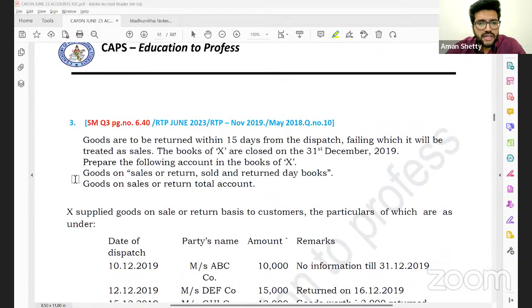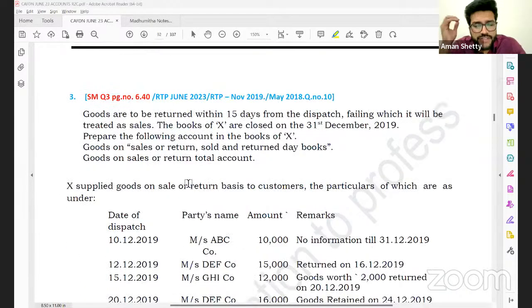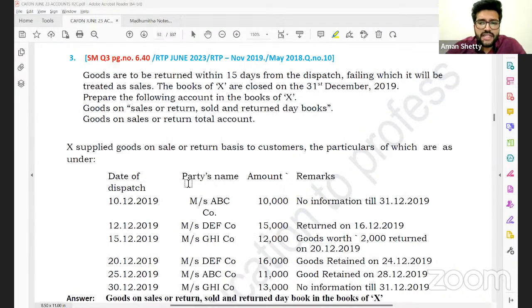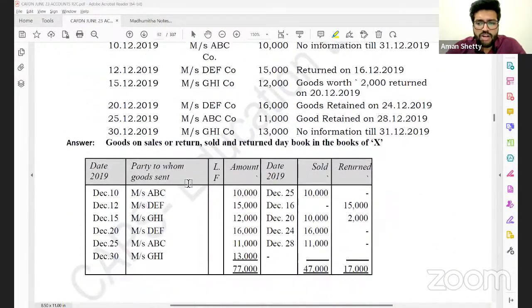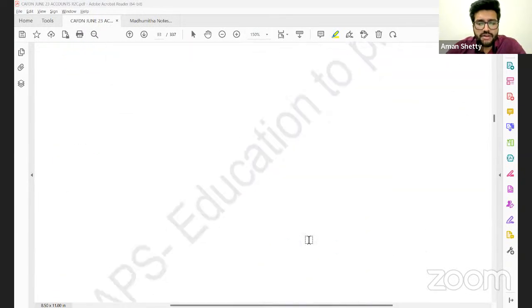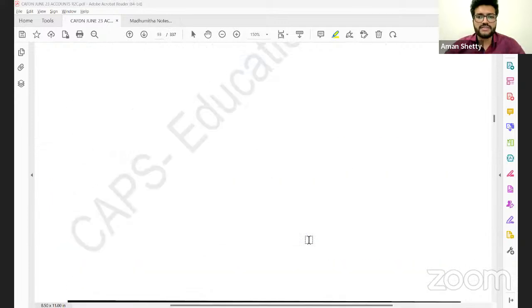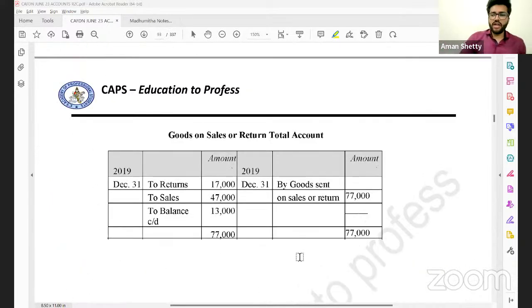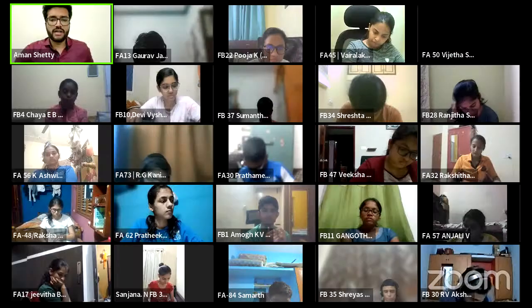Yes. Next one. The goods are to be returned within 15 days from the date of dispatch, failing which it will be treated as sales. The books of X are closed on 31st December 2019. Prepare the following account. Same thing. Can you guys go through this? Similar problem we solved just now? Yes. Exact same problem it is. Okay. That's it. This is my sale on approval or return.